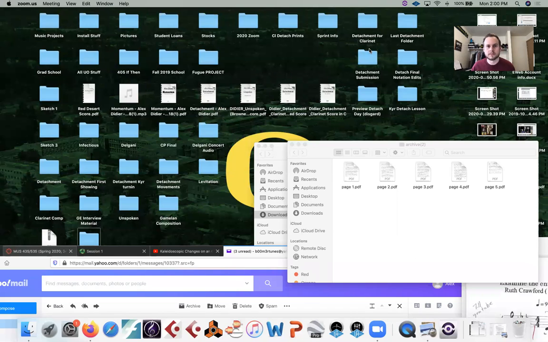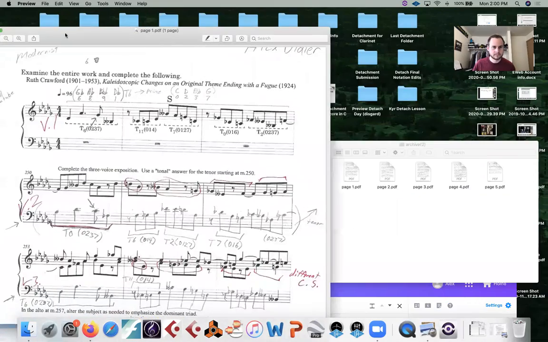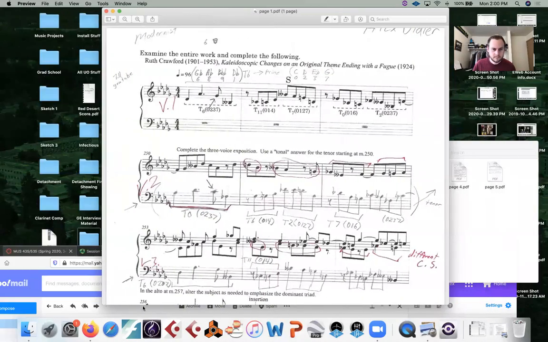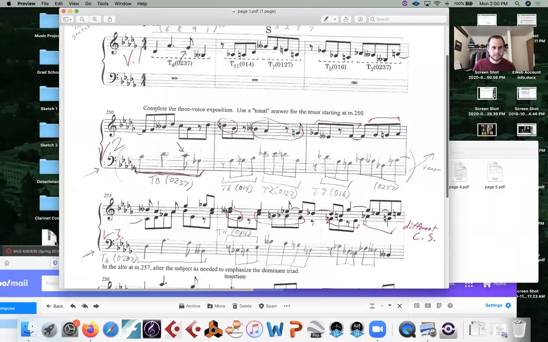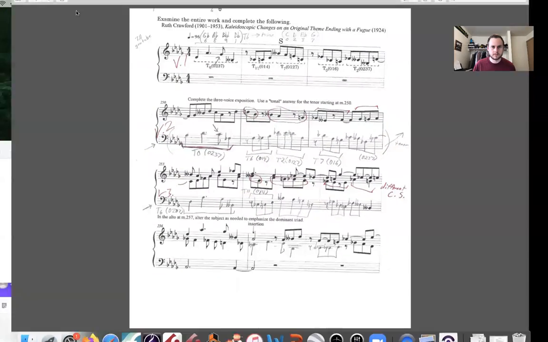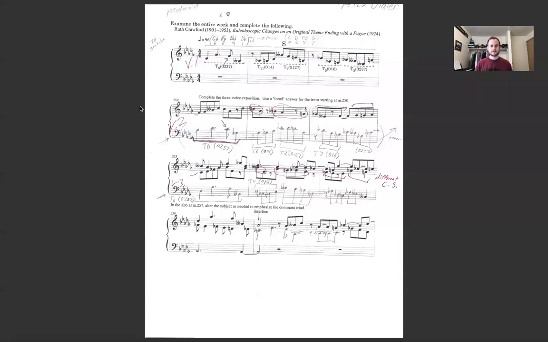Okay, I'm still getting used to Zoom, as we all are. I think that's sharing screen. Just there's that for a sec.